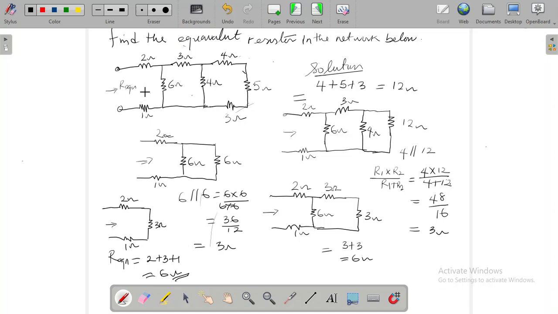So basically what we did here is, first of all, look at the entire circuit, resolve the last one into 12, resolve these two in parallel into 3, reduce to this, resolve these two into 6, and now we have here, resolve this into 3. That will give us the final stage.